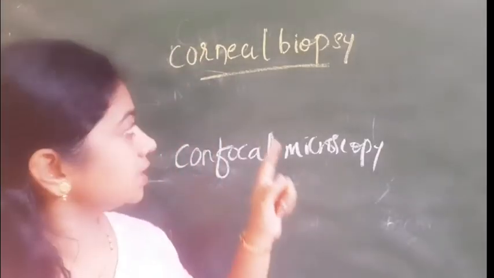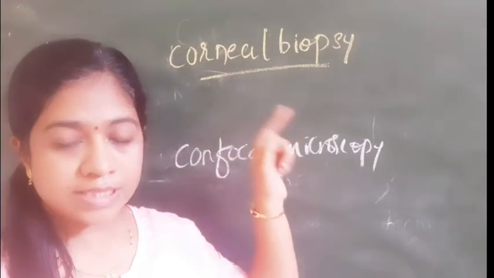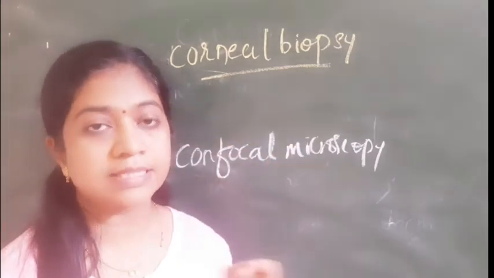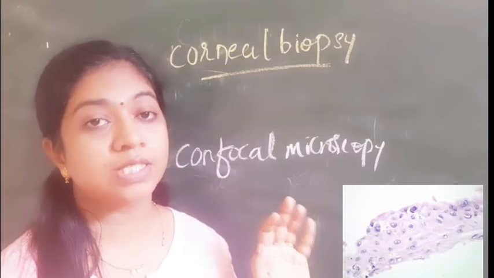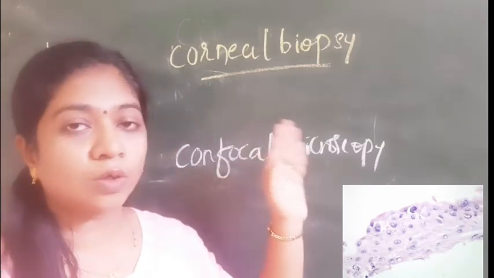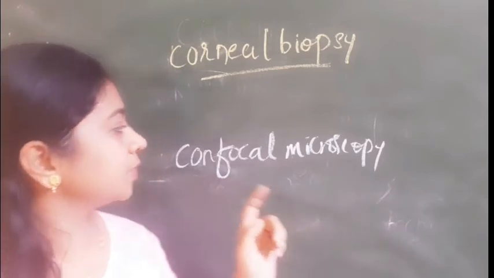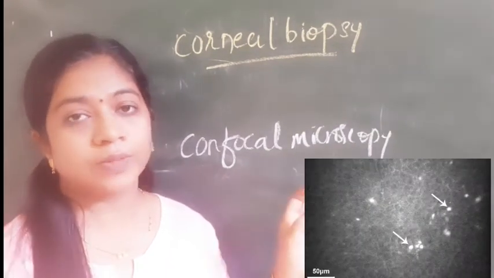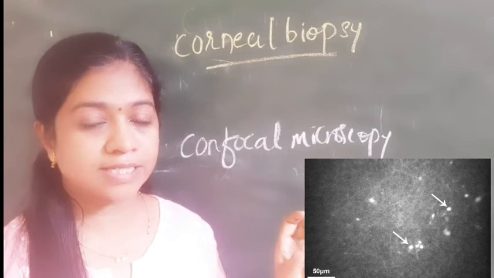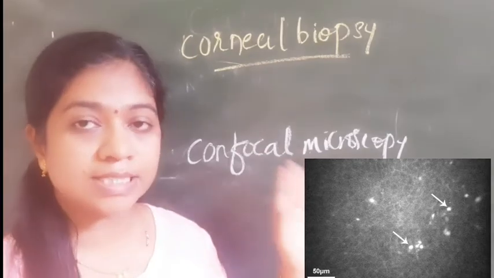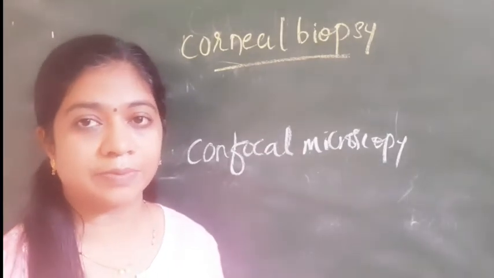The next investigation is the corneal biopsy. This is indicated whenever the epithelium is intact, that is, there is no epithelial keratitis but stromal involvement is there. Then go for the corneal biopsy. The procedure of this I have explained in my previous video on fungal keratitis. The next is the confocal microscopy. You can see the live trophozoites in the specimen. Okay. So these are the investigations which are done in acanthamoeba keratitis.